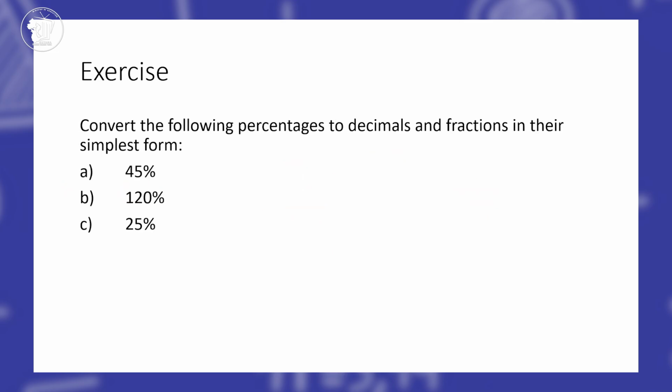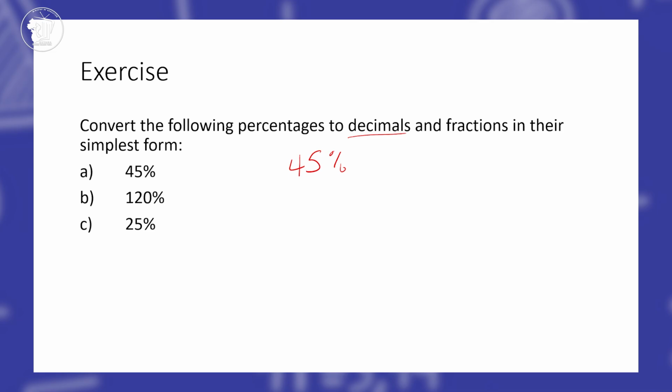So let's continue. Let's say now we have an exercise. And in the exercise, they ask us to convert the following percentage to decimals and fractions in their simplest form. So we want to convert these 3 percentages to decimals and then to fractions in the lowest form. So let's start off with the first one. Let's say we have 45% and we want to convert this to a decimal. So if we say that we were converting a decimal to a percentage, we multiplied by 100. Let's say we wanted to do the reverse.